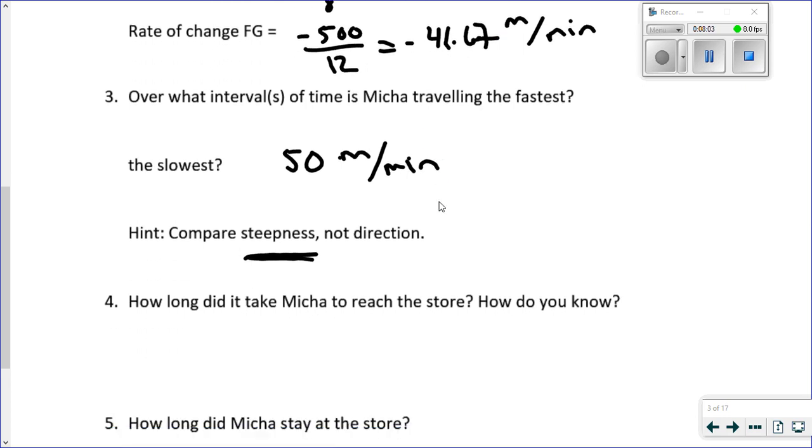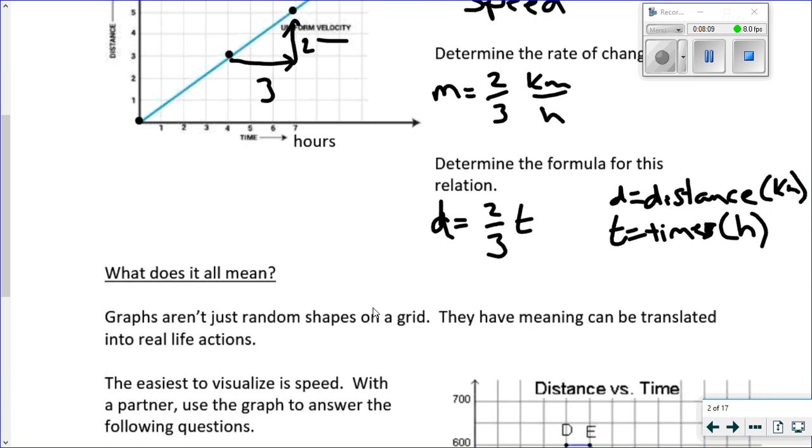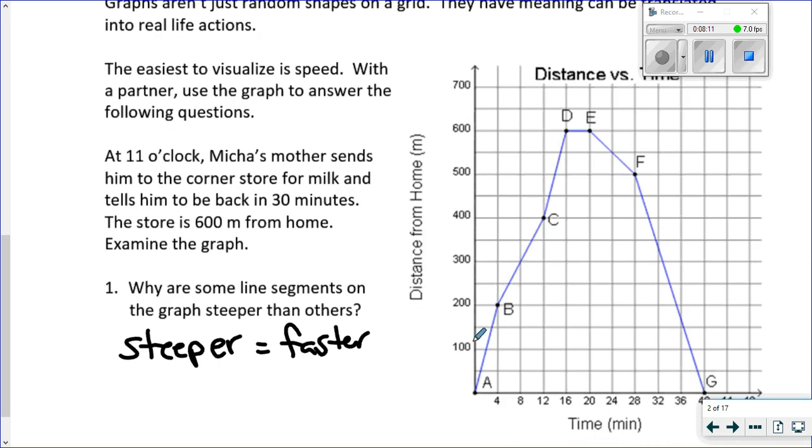How long did Micah take to reach the store? I don't know. I got my answers, but let's have a look, because this is a fairly easy one to look at. So we were told in the beginning that the store was 600 meters away, and we follow that line down, 16 minutes.